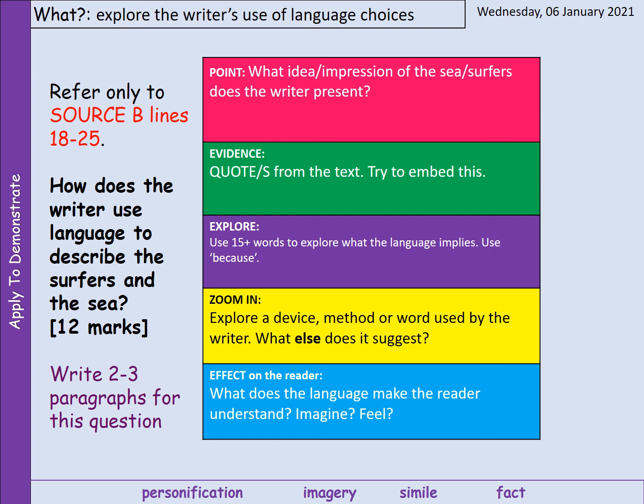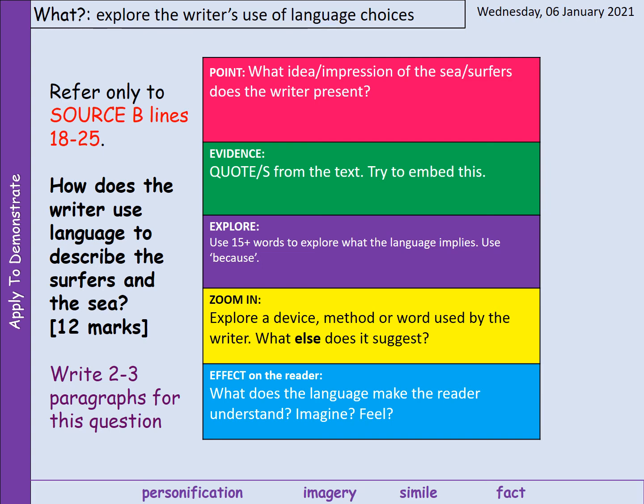Okay, so this is how you would usually structure your answer for question 3, is to write out a PEE paragraph. So I want you to, for this section only, on source B, line 18 to 25, write 2 to 3 paragraphs using this here on the screen to help you to answer the question, how does the writer use language to describe the surfers and the sea? So remember, it's worth 12 marks. You should spend in the exam about 12 minutes on it. Now in lesson, obviously, you can spend a little bit longer. As time goes by, you'll get that time down.